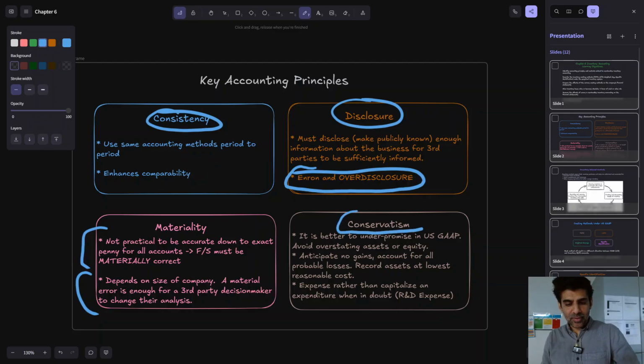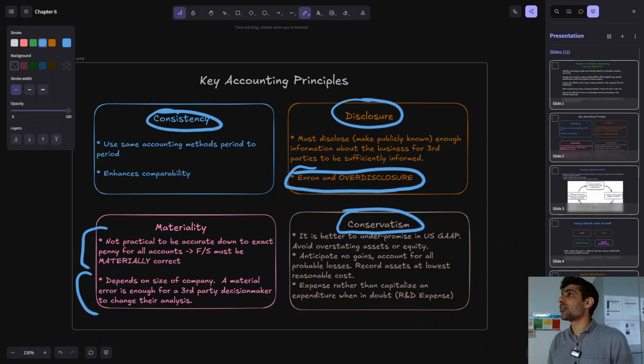Okay, and then conservatism. This is one I think we've talked about several times. In general, you want to underpromise as per U.S. GAAP. You never want to overstate assets or equity. Okay, so whenever you have a discrepancy between two different ways of valuing an asset, you're going to always choose the lower one. Okay, or if you're trying to say, have I earned this revenue or not? You're going to err on the side of not recognizing it if it's ambiguous.